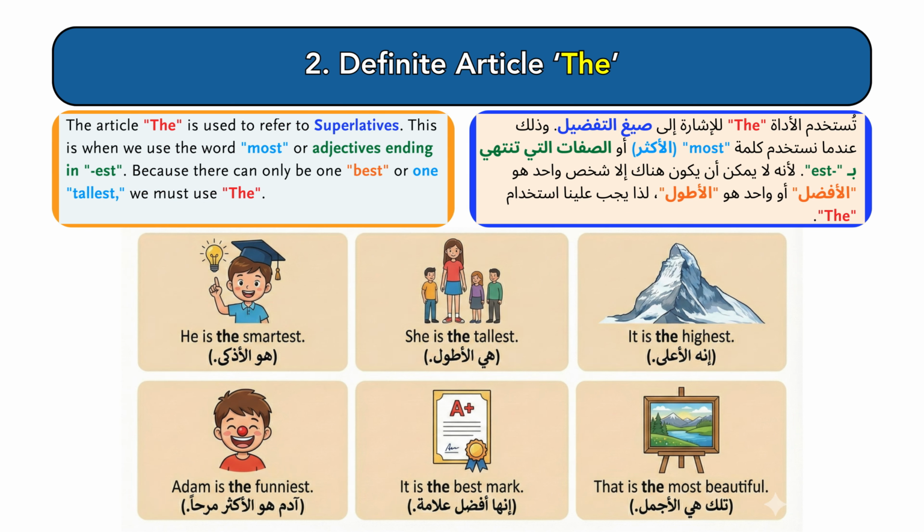Here is another very common usage. The article the is used to refer to superlatives. This is when we use the word most or adjectives ending in est. Because there can only be one best or one tallest, we must use the. For example, he is the smartest. She is the tallest. It is the highest. Adam is the funniest. It is the best mark. That is the most beautiful.